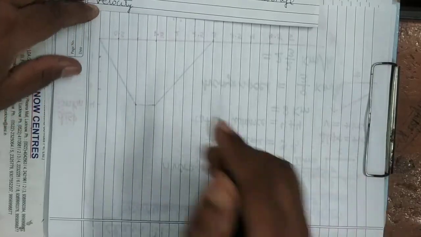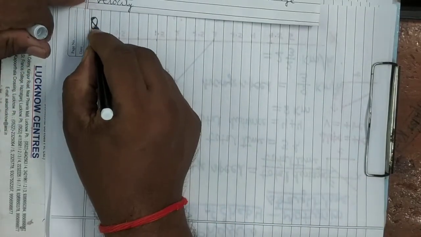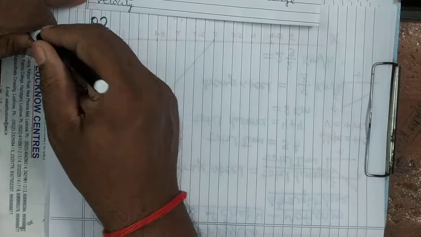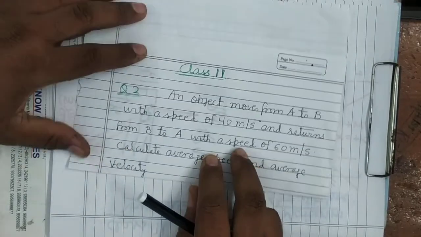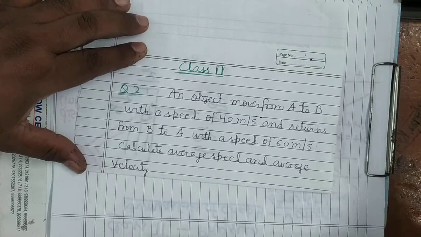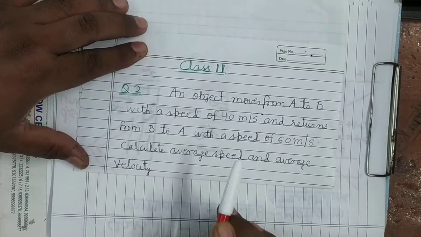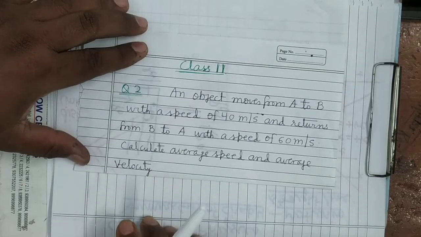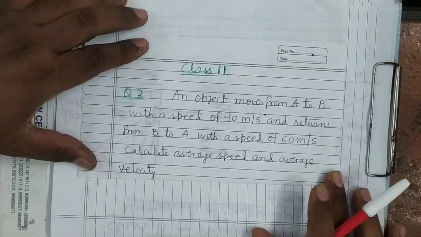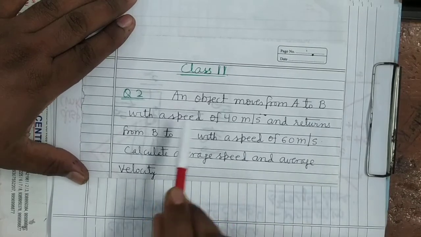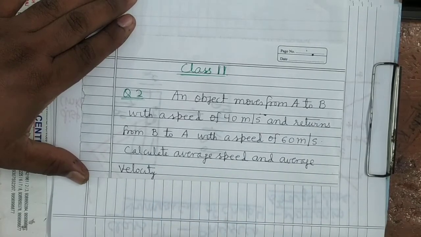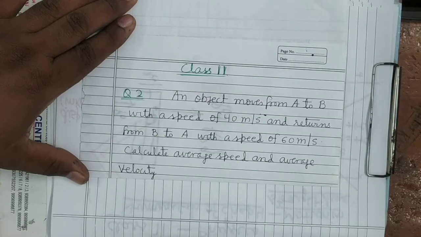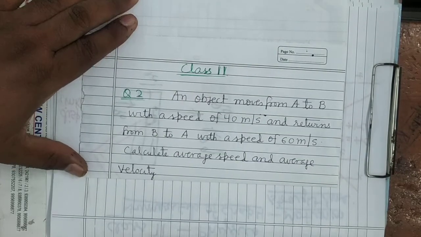Now see here, question number 2 I am going to do. An object moves from A to B with a speed 40 meter per second and returns from B to A with a speed 60 meter per second. Calculate average speed and average velocity. You take the screenshot. Going from A to B with a speed of 40 meter per second and returning from B to A with a speed of 60 meter per second, you have to calculate average speed and average velocity.